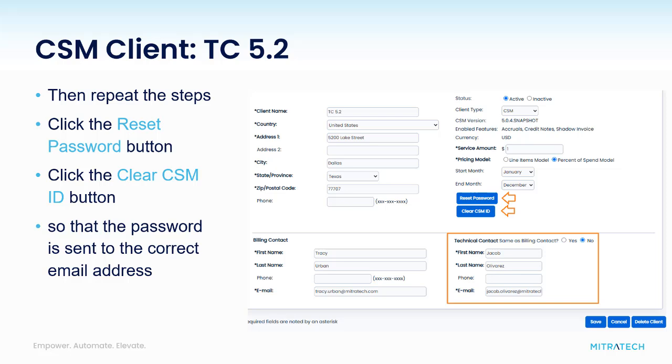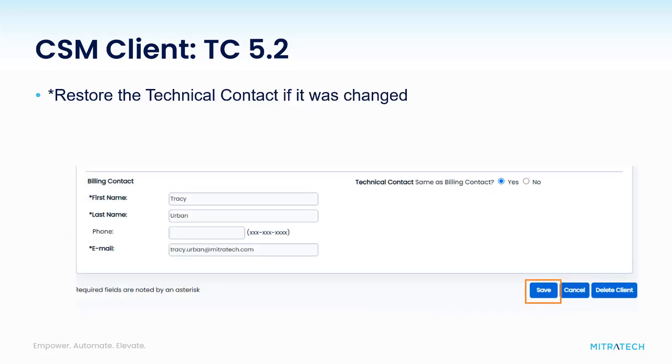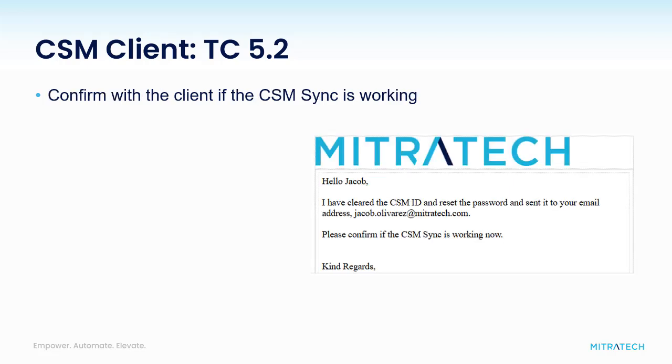Then we'll need to repeat the steps. Click Reset the Password button. Click Clear CSM ID button. Then the password will be sent to the correct email address. Finally, restore the technical contact because it was changed. And then we've confirmed with the client that the CSM sync is working.